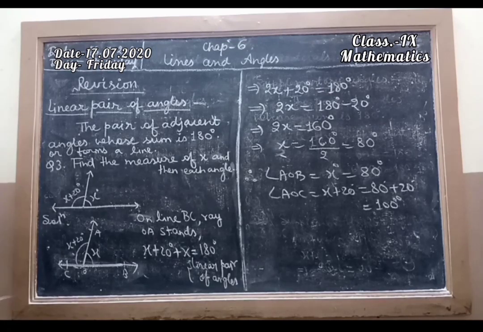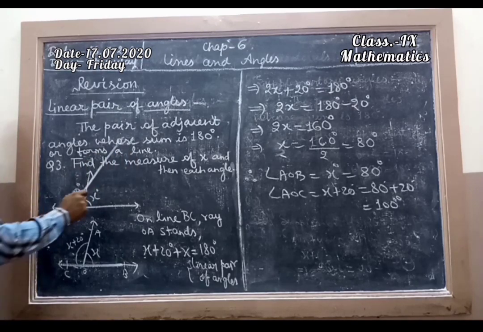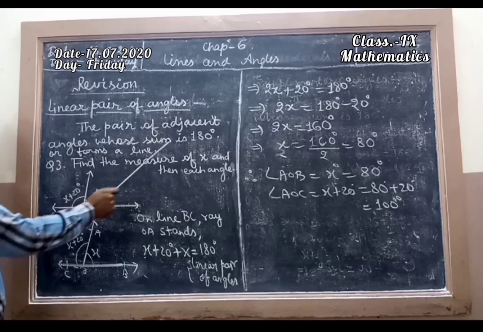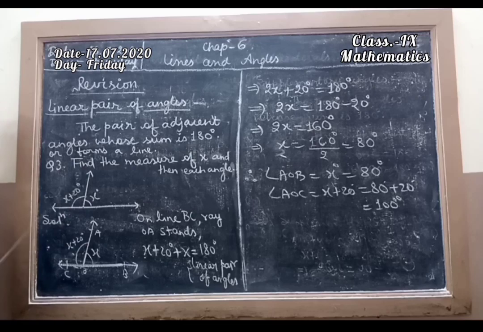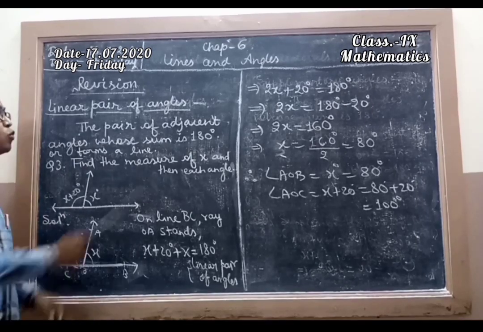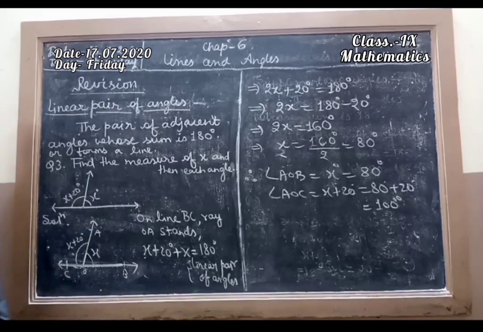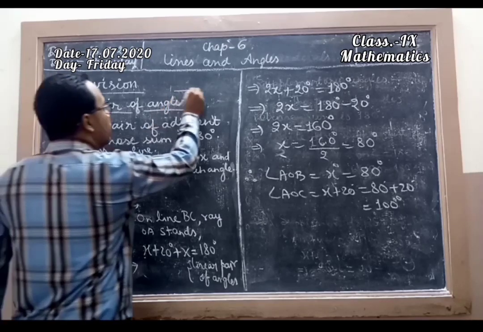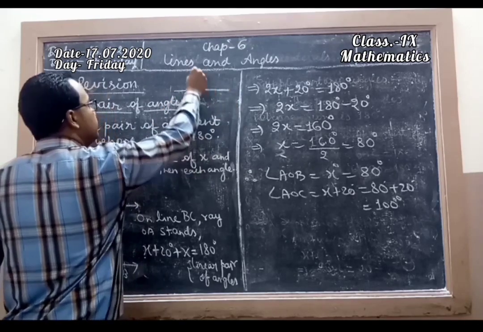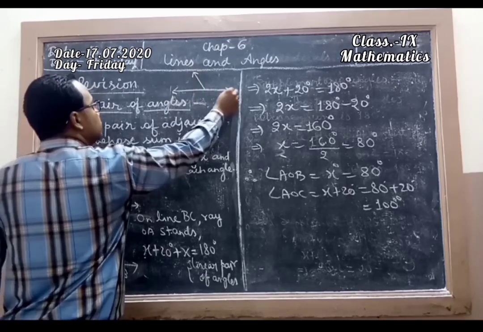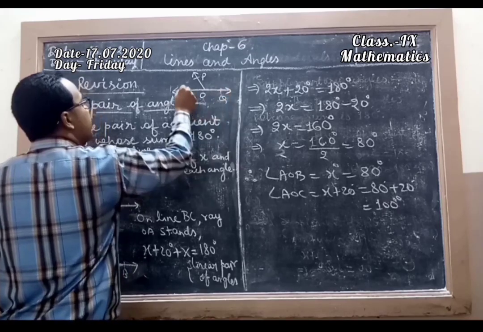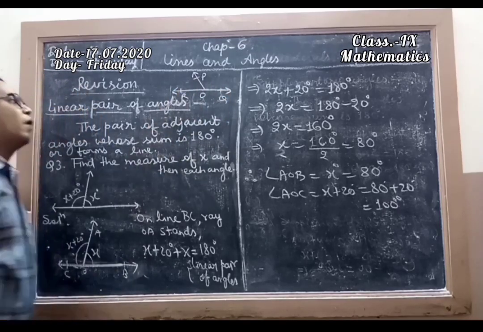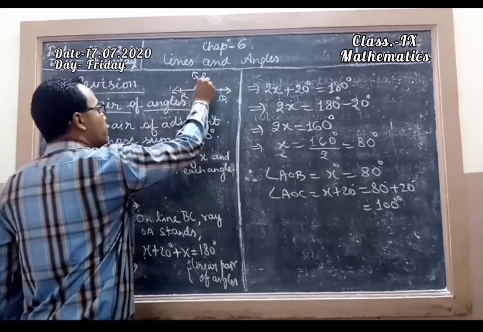Linear pair of angles. The pair of adjacent angles whose sum is 180 degrees or forms a line. Forms a line, so this is a linear pair. POQ and POR form a linear pair of angles.